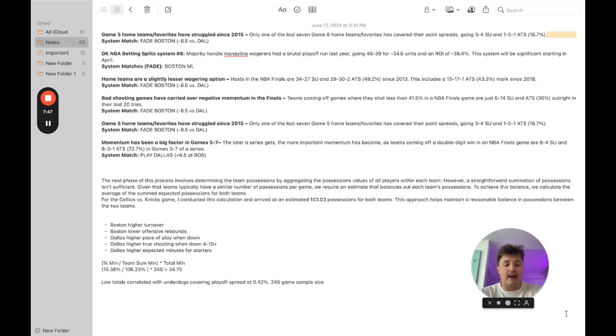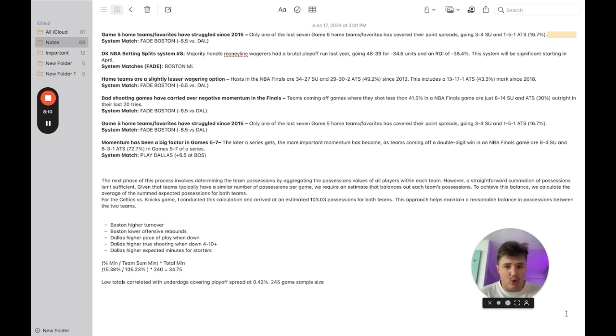Then you would factor in how his true shooting is, how his pace of play is, how his defensive metrics are. And when you go through that with all the players, Dallas's production level is more reliant on their starters. As we've talked about, it's going to be more important to have their starters on the court, which is why I like their higher expected minutes for their guys that are seeing a higher level of production.